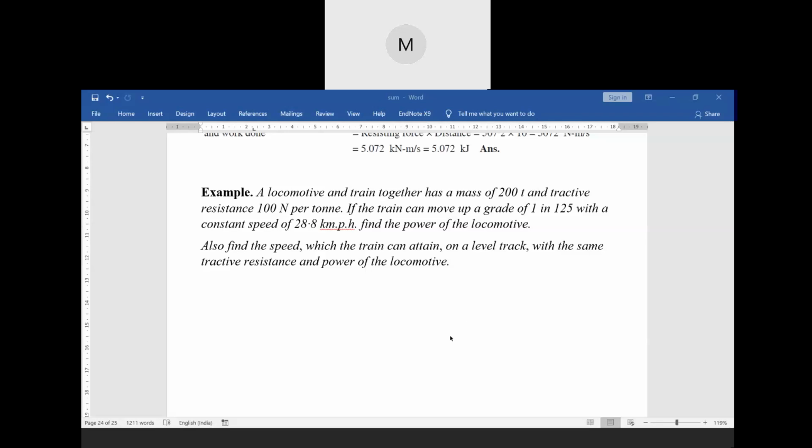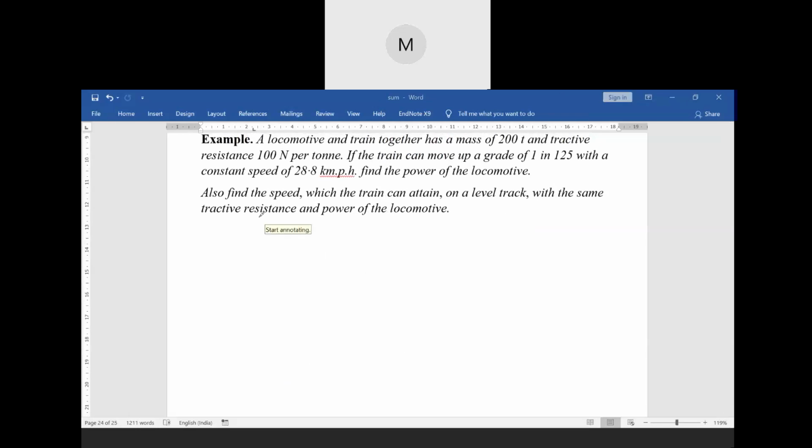We had the expression of force like this: m g sine what? Sine what, students? Alpha, alpha. Very good. It is mg sine alpha, right? So if it is mg sine alpha, then the train can move up a grade of 1 in 125 with a constant speed of 28.8 kilometer per hour.